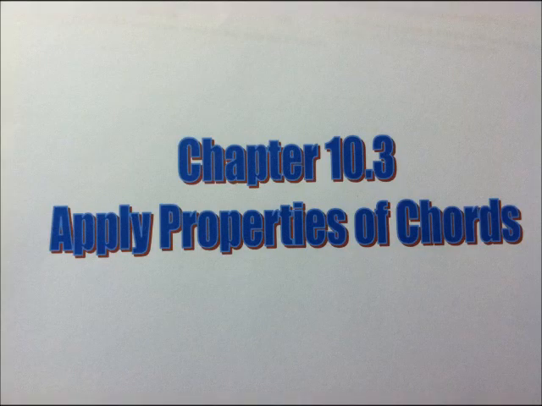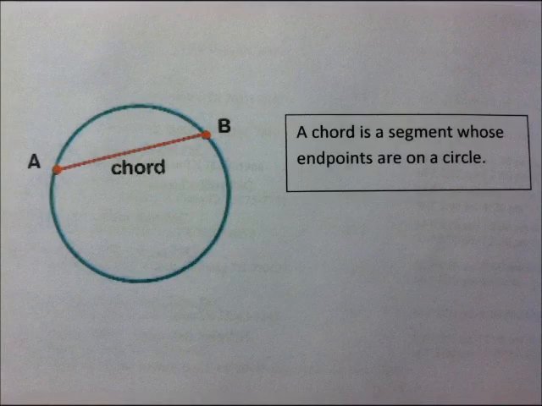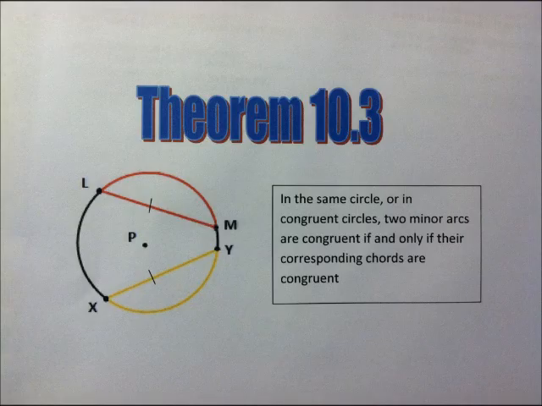Okay, officers, let's open your textbooks to Chapter 10.3, which is all about applying properties of chords. Now, most of you should know that a chord is a segment whose endpoints are on a circle. Let's start with Theorem 10.3, which states that in the same circle, or in congruent circles, two minor arcs are congruent if and only if their corresponding chords are congruent. In other words, if two chords are congruent, then their two minor arcs are congruent, and vice versa.